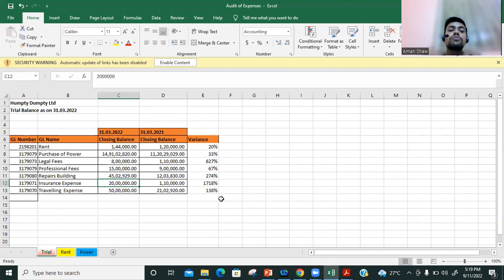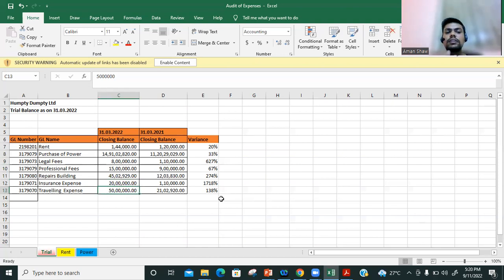And you can also check what is the reason for the increase of 20 lakh rupees from 1 lakh rupees. What is the new item which the company has insured? And if you're doing an internal audit, you can do some in-depth analysis of what was the rationale behind insuring this new item, or what are the benefits which the company is getting for paying such high insurance charges.